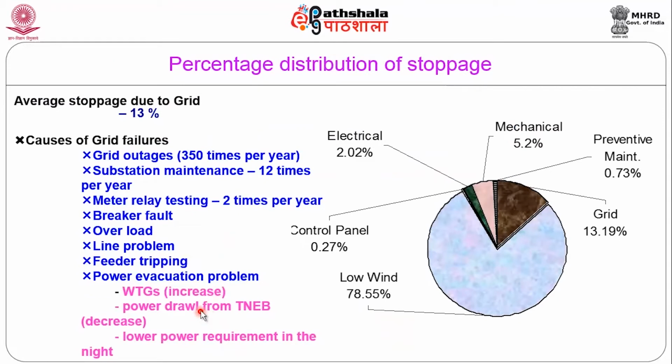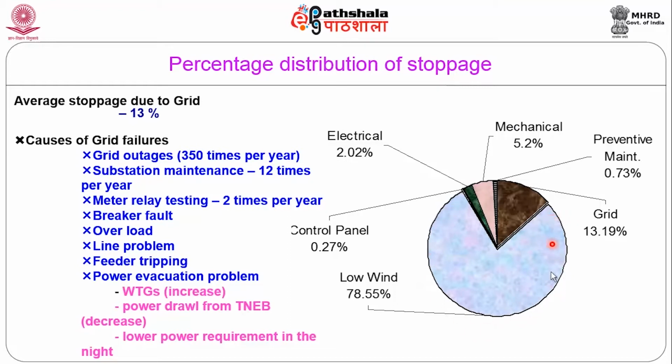And again, this is the percentage distribution of stoppage. Average stoppage due to grid is about 13 percent. Because of low wind, this is the stoppage time, that means the wind turbine did not function, 78.55% because of the low wind.